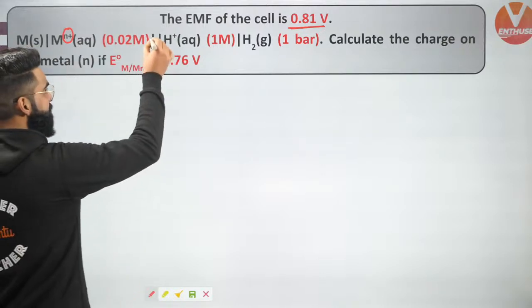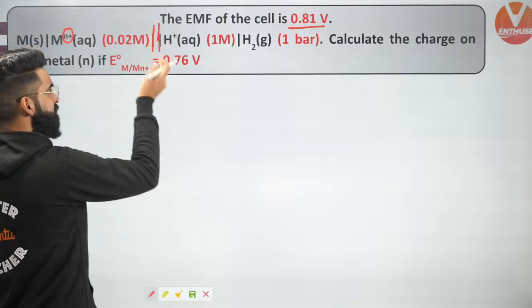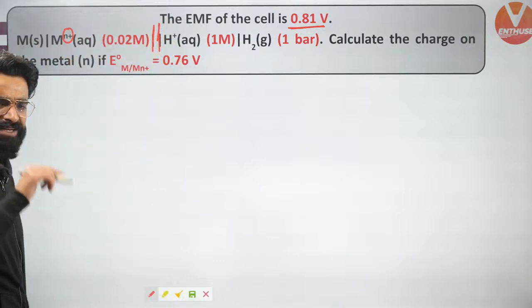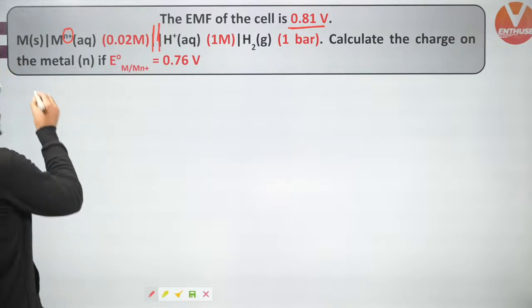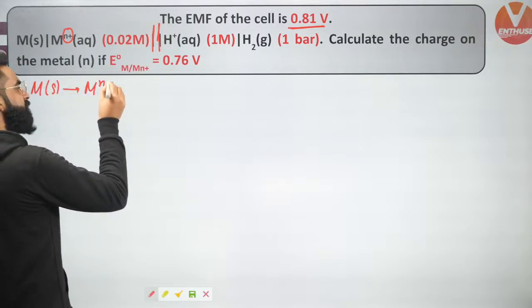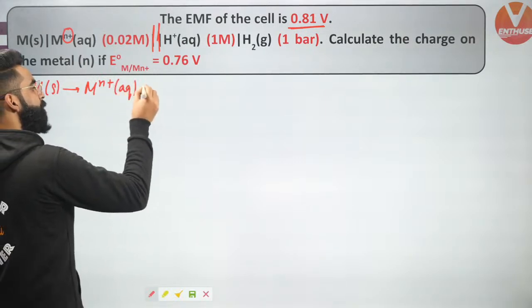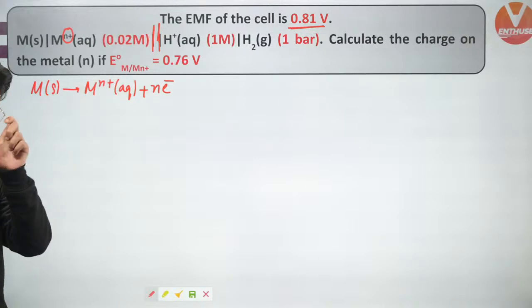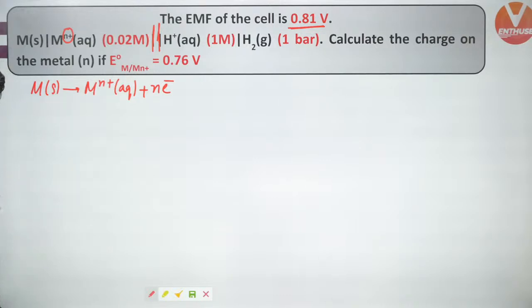First of all, this is the salt bridge. These two lines represent your salt bridge. On the left hand side of the salt bridge, we always write the anode. And at anode, we know oxidation takes place. So can I say metal solid will get converted to Mn positive aqueous plus how many electrons? Plus n electrons. This is the reaction which is going to take place at anode.